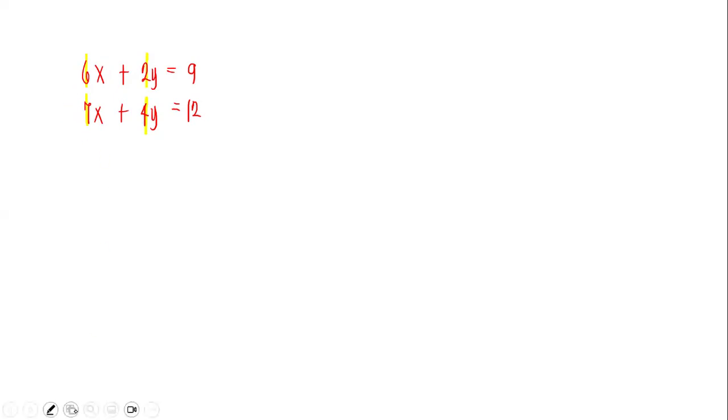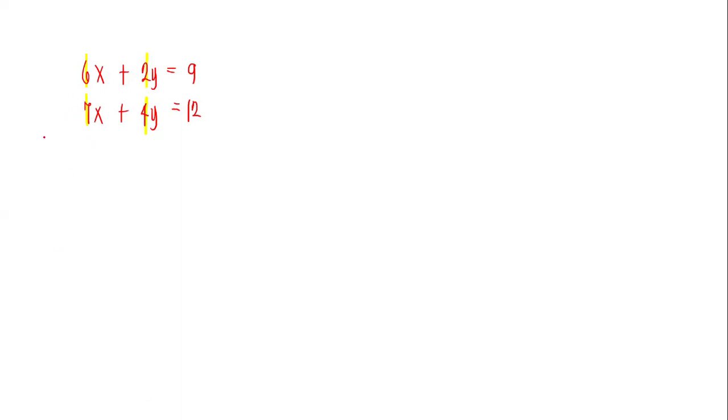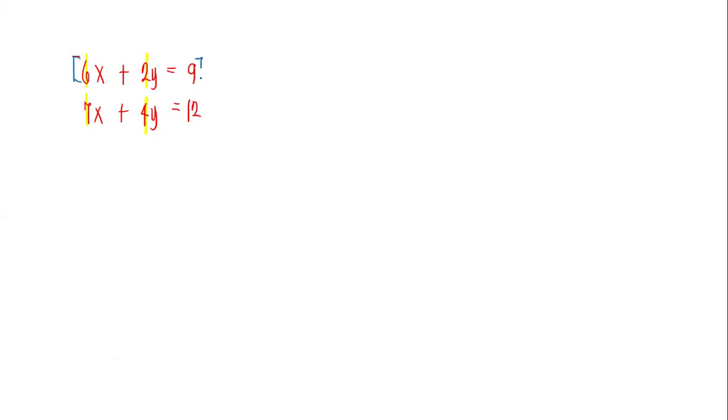So we have to choose between variable x and y, which one you want to eliminate. For example, we'll be eliminating our y. So you have to multiply the equations by the coefficient of that variable: 4, and then this one is 2. So we'll have here 24x plus 8y equals 36. And 14x, let's make this negative: negative 14x, negative 8y equals negative 24.